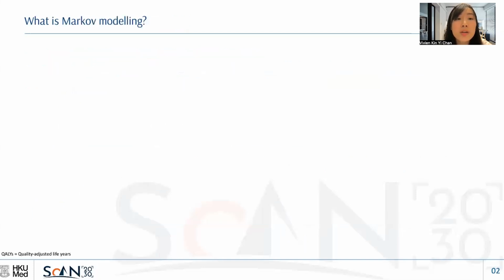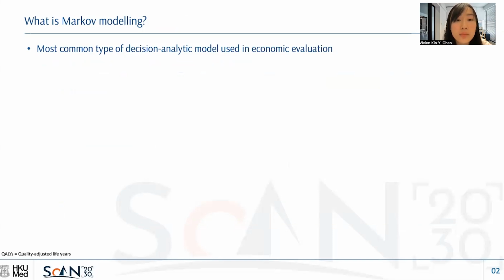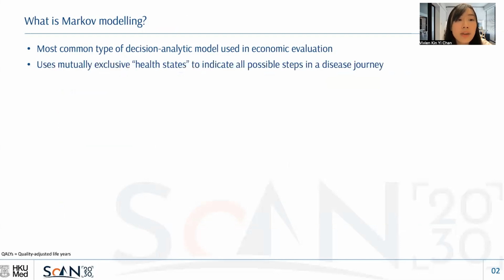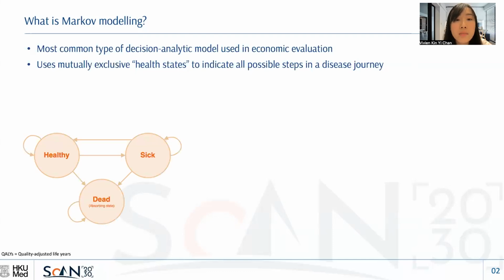The Markov model is so far the most commonly used decision-analytic model in economic evaluation, or HTA, that is readily interpretable or understandable by many policymakers. In the Markov model, there are several mutually exclusive health states that indicate the possible steps in a disease journey. For example, here is a very simple Markov model that contains a healthy state, a sick state, and a dead state.